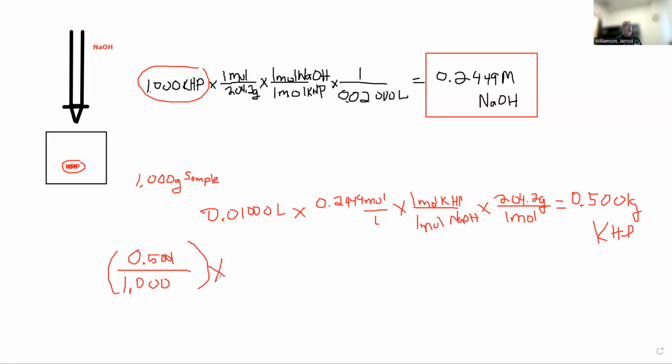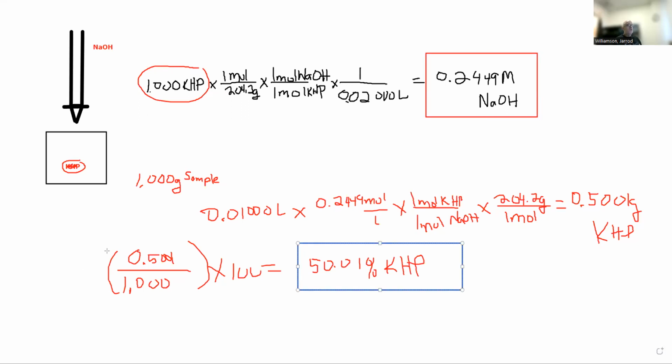Then I multiply that by 100 to turn it into percent, and I find that I have 50.01% KHP in my unknown sample. Okay, that's how you do that.